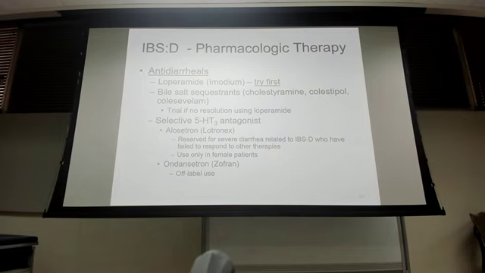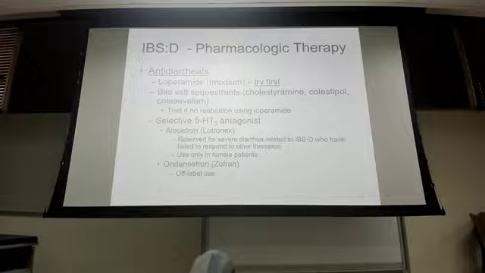I think that's actually on the notes there. Cholestyramine, colestipol, colesevelam. If loperamide doesn't work, you can try a bile acid sequestrant. Then third line is a selective 5-HT3 antagonist. You're not going to be doing those alone. The severe cases, alosetron, Lotronex right there, reserved for severe cases.